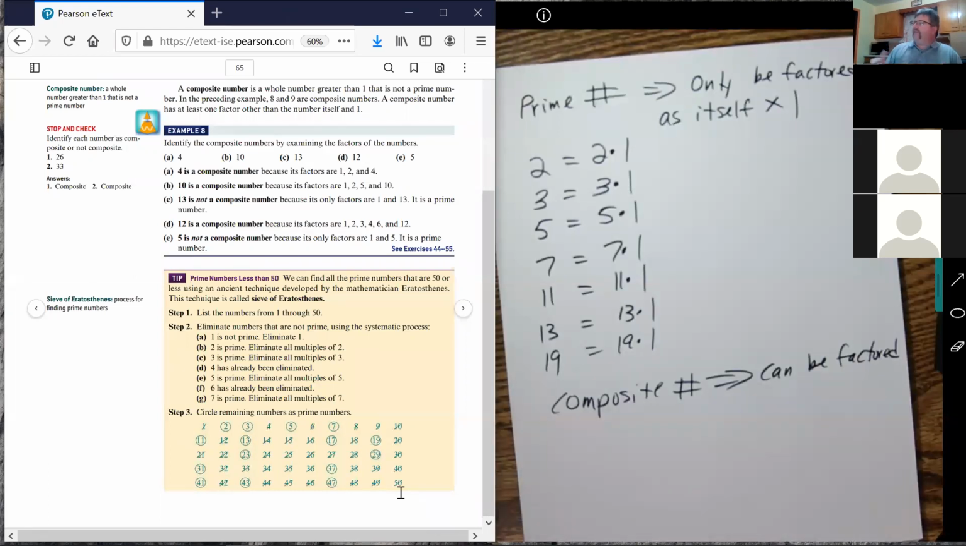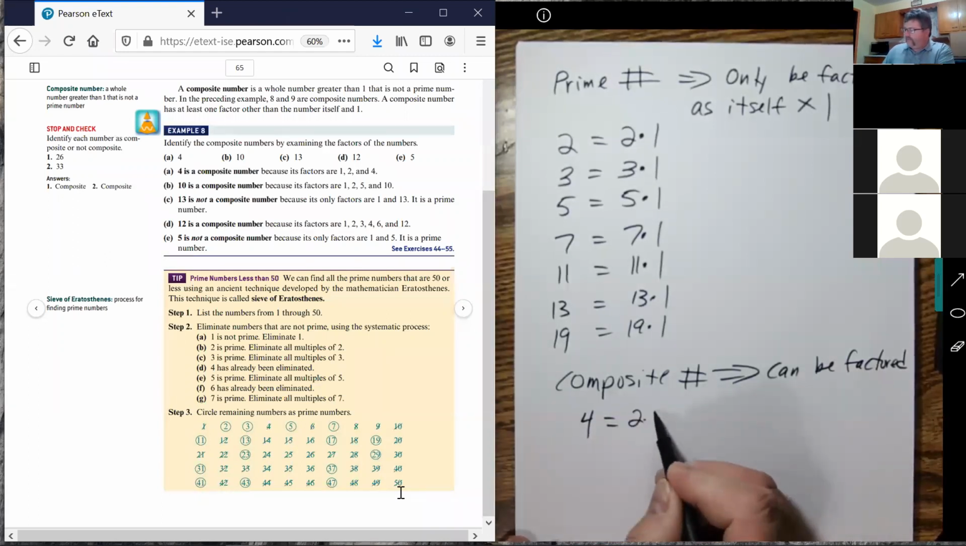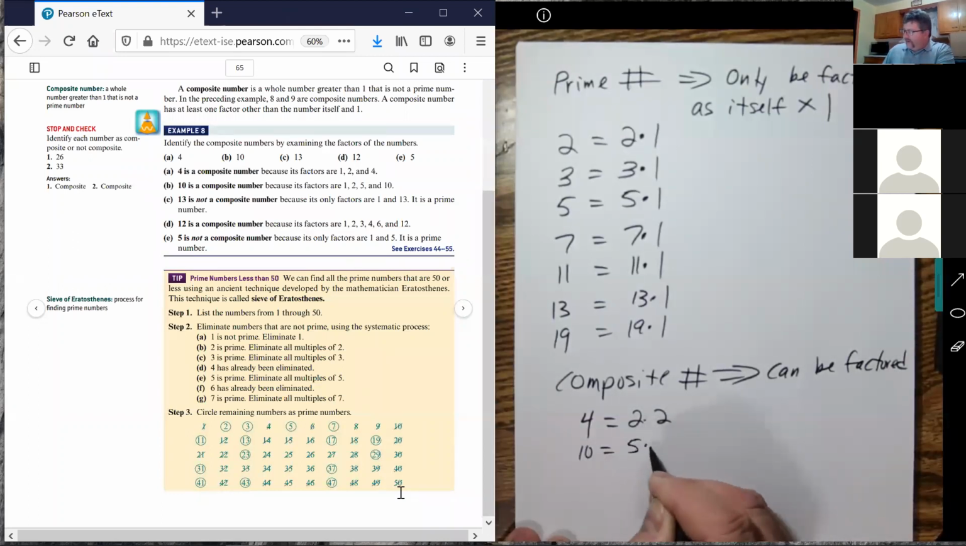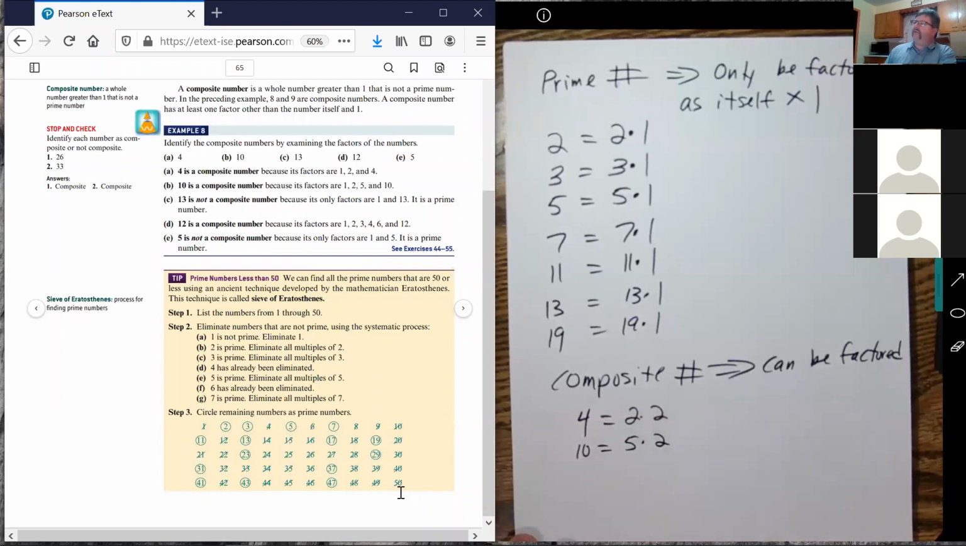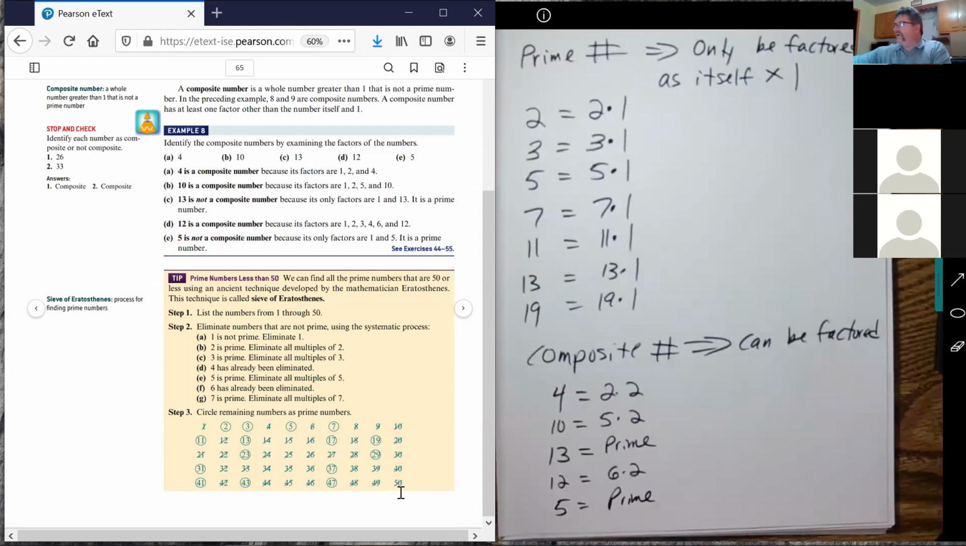Example 8 asks us to identify which of these numbers are prime versus not prime. The number 4. You just ask yourself, can I break that 4 apart? Can I call 4 something times something? Well, yeah, 2 times 2, right? So that would have to be a composite number. Can I break a 10 apart somehow? Yeah, 5 times 2 is 10. That's a composite number. Can I break a 13 apart? No, I can't, right? So that would be a prime. Can I break a 12 apart? Yeah, I can break a 12 apart a couple of different ways. So that's not prime. Can I break a 5 apart? No. So the 13 and the 5 were prime. The other ones are what we call composite numbers.